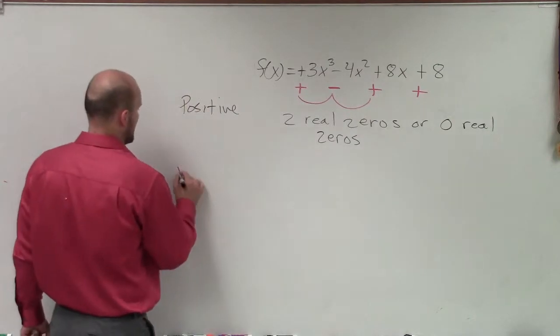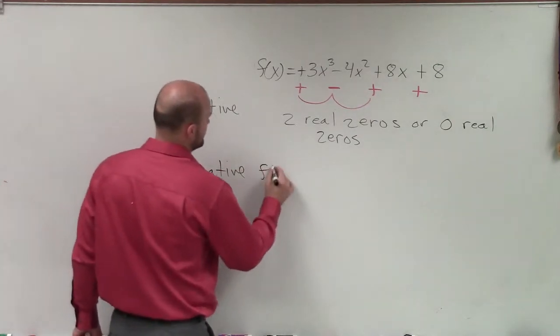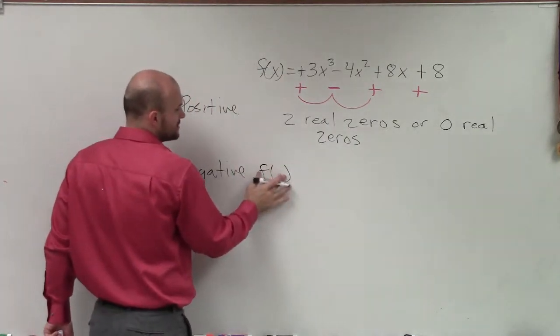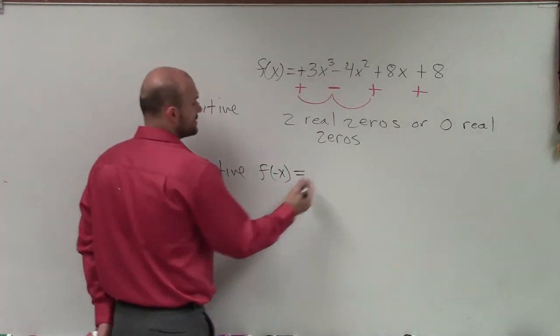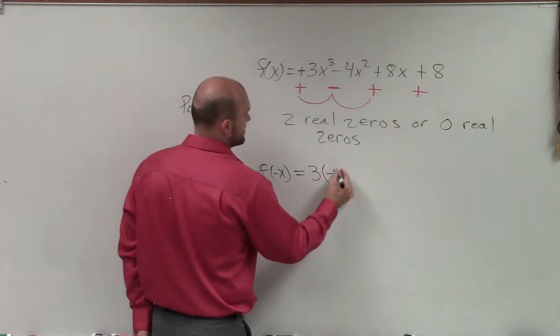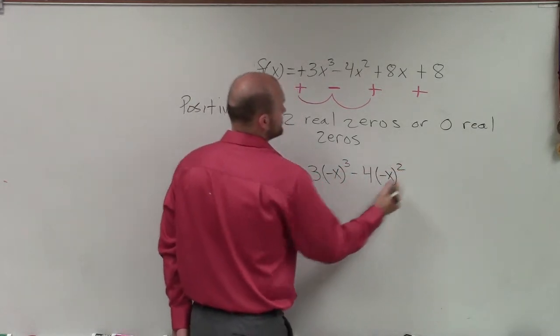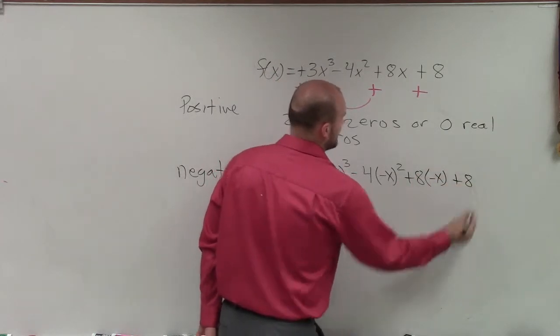So now let's go and look at the negative. To look at the negative real zeros, again, you just do f of x, but now, instead of writing f of x for the positive, we're going to evaluate f of negative x. So now what I have is 3 times negative x cubed minus 4 times negative x squared plus 8 times negative x plus 8.